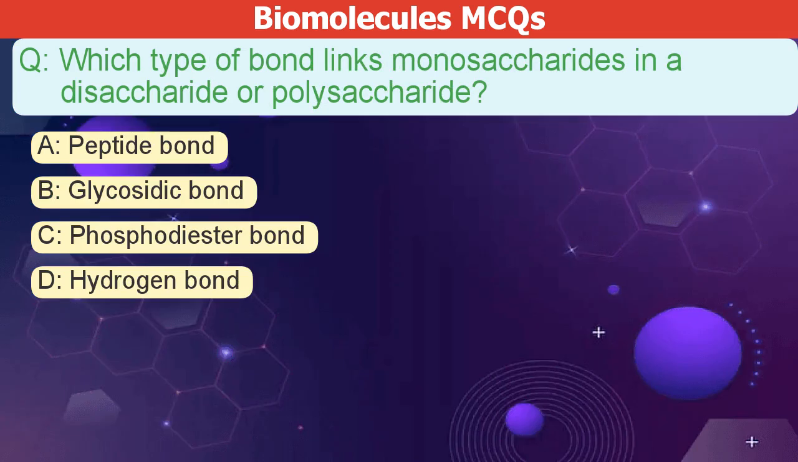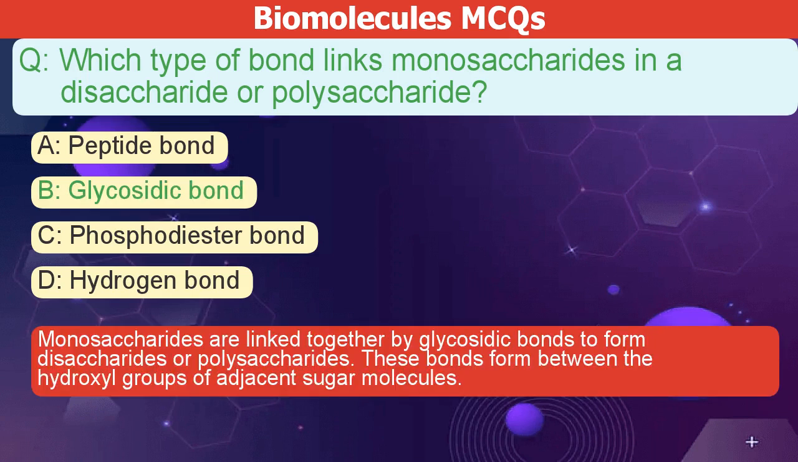Which type of bond links monosaccharides in a disaccharide or polysaccharide? A. Peptide bond. B. Glycosidic bond. C. Phosphodiester bond. D. Hydrogen bond. The correct answer is B. Monosaccharides are linked together by glycosidic bonds to form disaccharides or polysaccharides. These bonds form between the hydroxyl groups of adjacent sugar molecules.